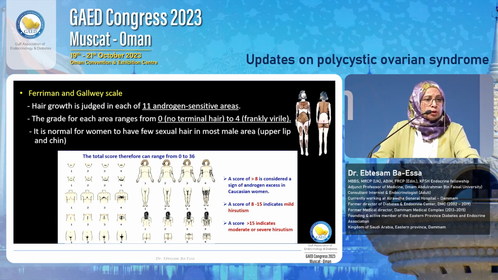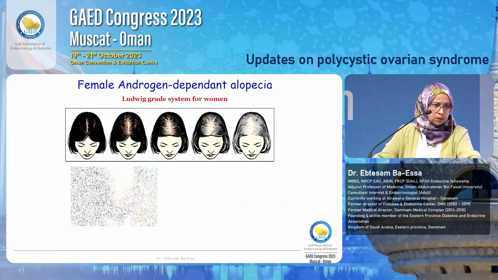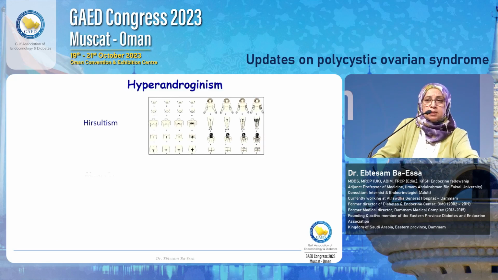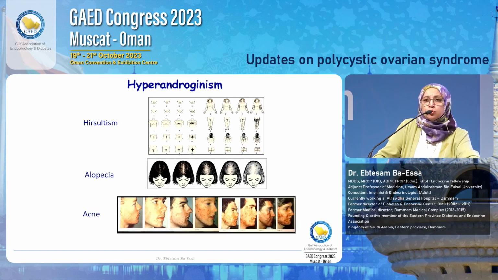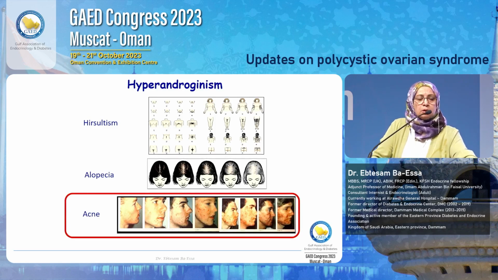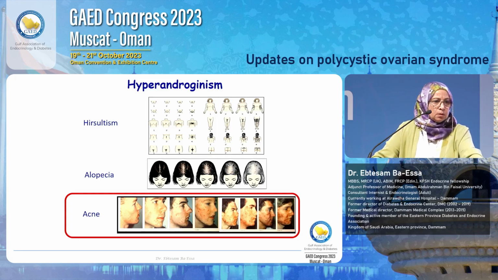One has to remember also that women may have some few sexual hairs on the upper lip or chin, and this is very important to reassure the patient because many patients come with this problem. Similarly, alopecia is staged or scored, and one of the scoring systems is called the Ludwig grade system for women. And as with hirsutism and alopecia, acne is also scored from mild to severe cystic acne. And this could also correlate to the underlying pathology.